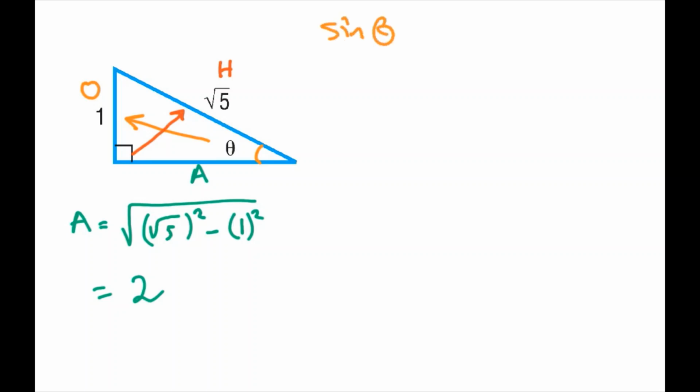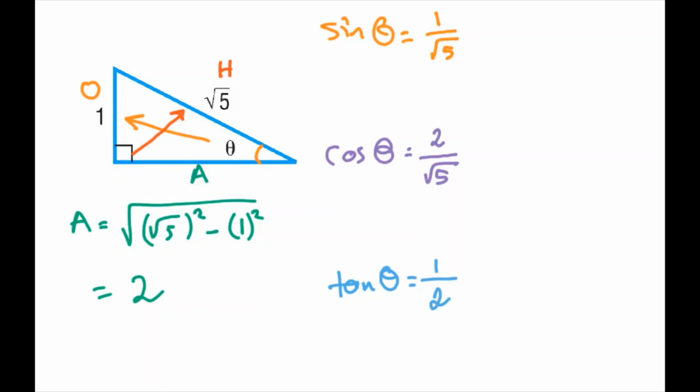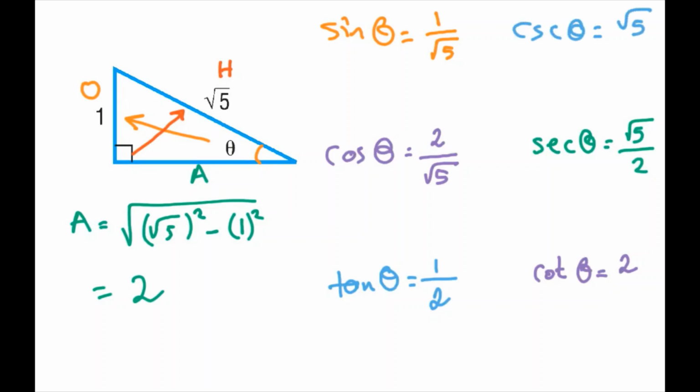Sine theta equal opposite over hypotenuse, cosine theta adjacent over hypotenuse, and finally tangent theta opposite over adjacent. Now the reciprocal is 2 over 1, which is 2. Reciprocal here, secant theta, which is square root of 5 over 2. And finally cosecant theta equals square root of 5 over 1, which is square root of 5.